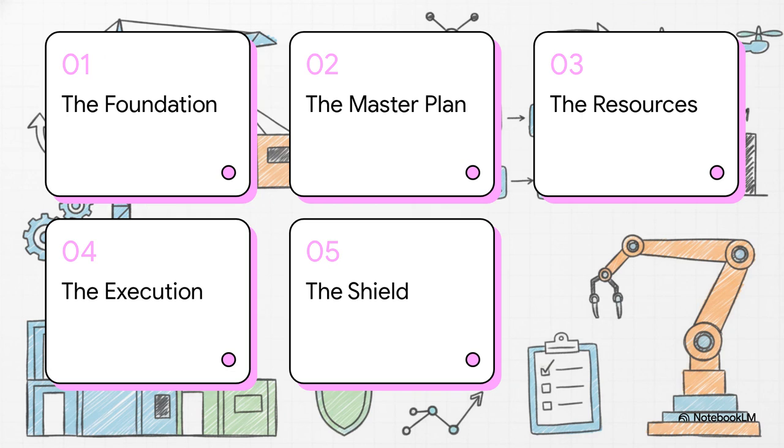So here is the blueprint for our explainer today. We'll be moving through 5 crucial phases. 1. The foundation. 2. The master plan. 3. The resources. 4. The execution. And finally, 5. The shield.